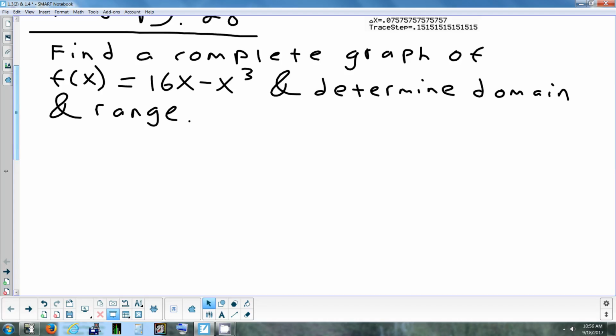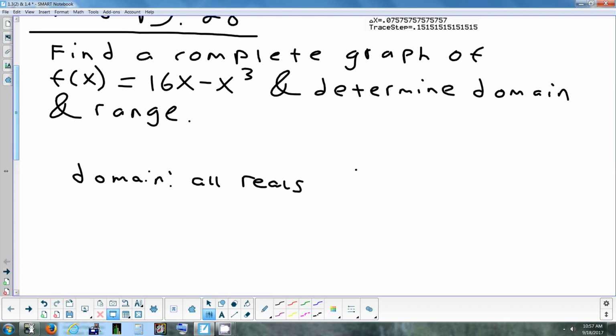There's only 2 things you've got to be careful with that you're not allowed to do. You can't divide by 0. So that's the first thing. Are there any fractions in that equation? Nope. And you can't take the square root of a negative. Are there any square roots? No. So then the domain here is all real numbers. You can plug in any value for x. So you can write all reals.